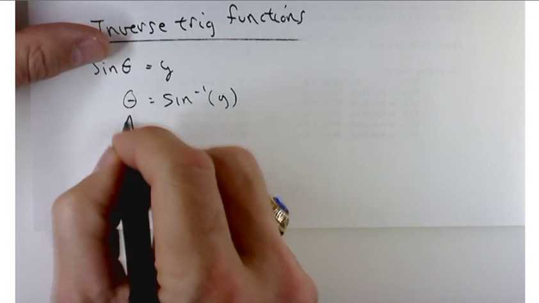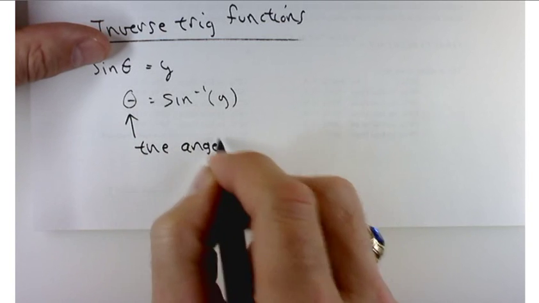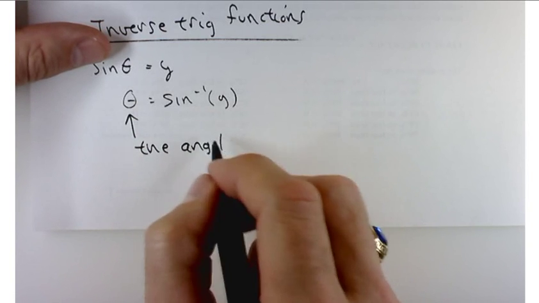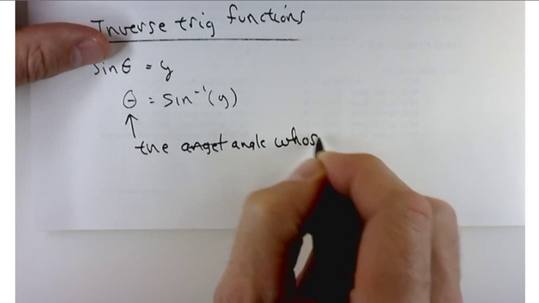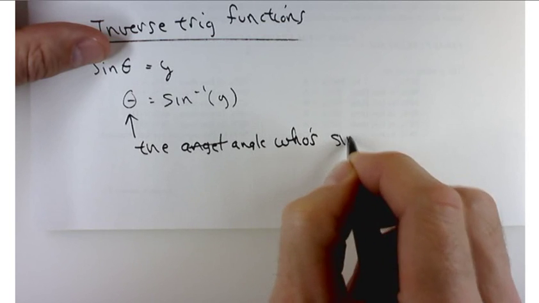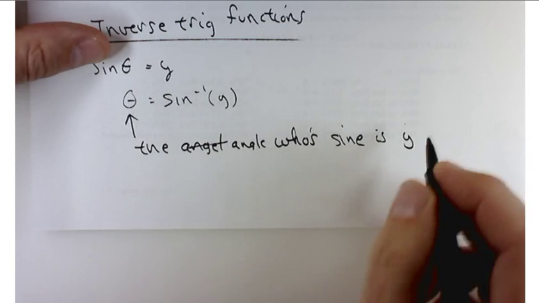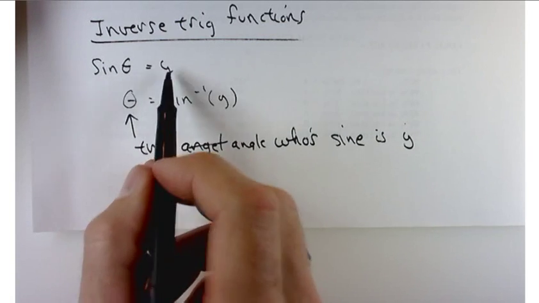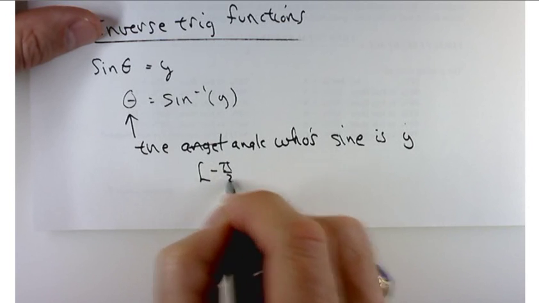And really what this is, it's the angle whose sine is y. So if I take the sine of that angle, I should get y. And that angle is going to be in the range of negative pi over 2 to pi over 2.